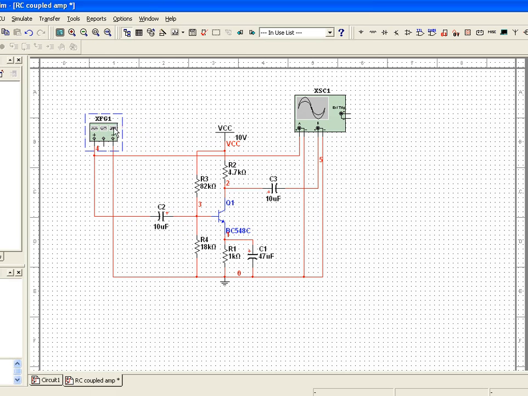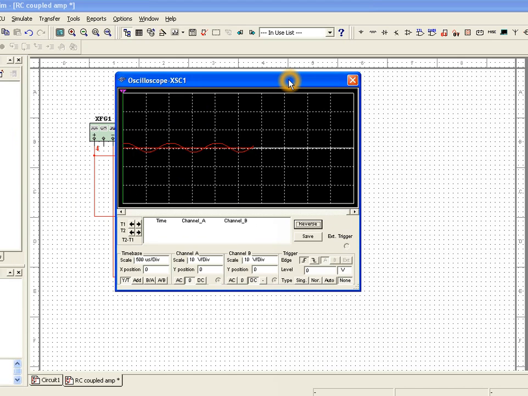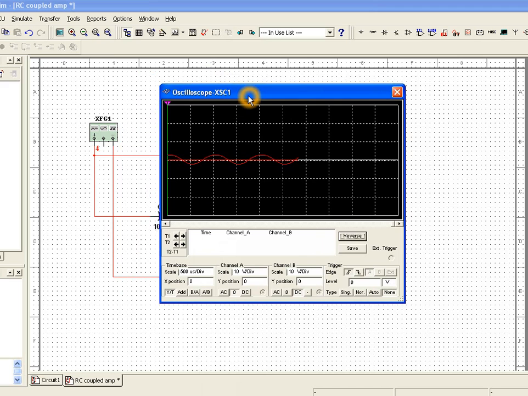To check the output, click on the oscilloscope. This is similar to the CRO used in the lab. Here we have two channels. Channel A is connected to the input, and channel B is connected to the output. Three options for coupling are provided for both the channels. They are ground coupling, AC coupling and DC coupling. In the CRO, we have various options to change the scale, position, time base, etc.